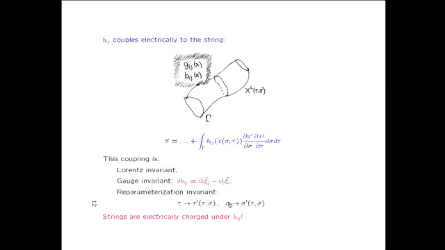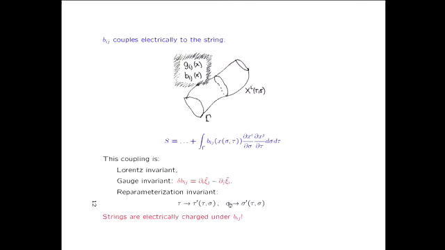This coupling is Lorentz invariant. The i, j indices are properly contracted. It is gauge invariant under that transformation. That takes a little work to check. And it's also reparameterization invariant. You can change tau and sigma, and this doesn't change. And that uses the antisymmetry of the field Bij. Those are all short calculations, but they're not totally trivial. If you don't see how they work immediately, you would see it after a few minutes of calculation.